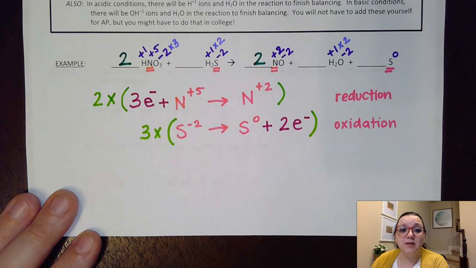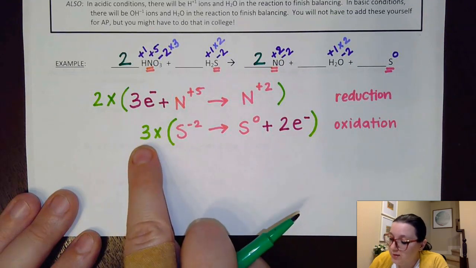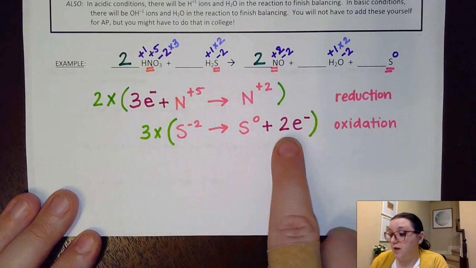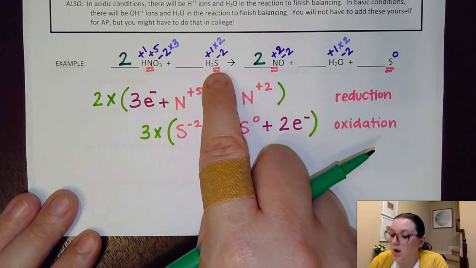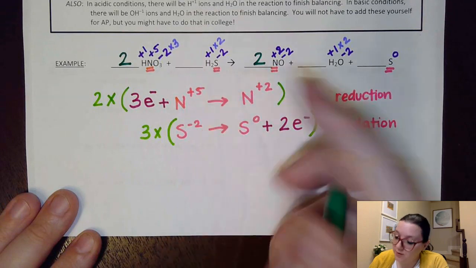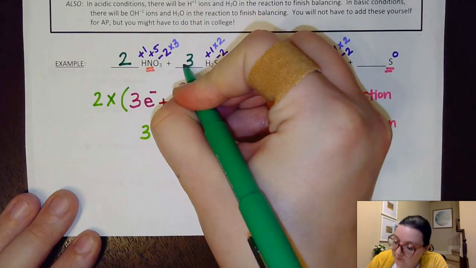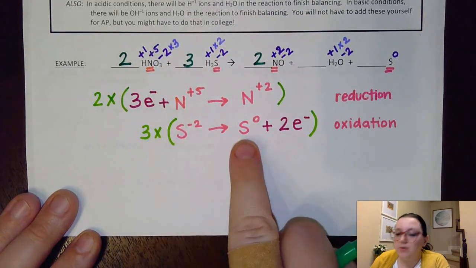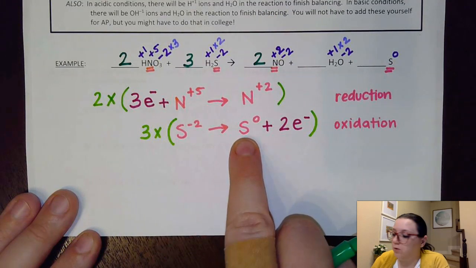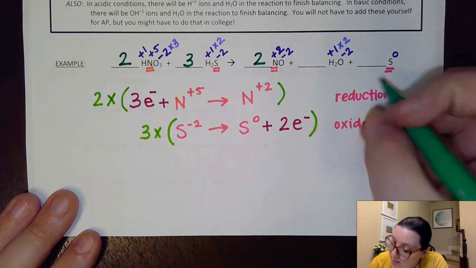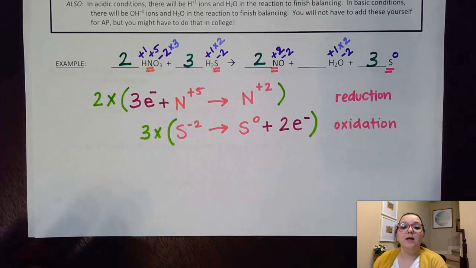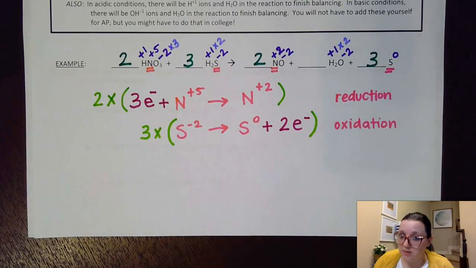I'm going to do the same thing now for the sulfurs. I need 3 sulfur -2s to ensure that I'm losing 6 electrons. Well, right now in my compound up here, I only have 1. And so therefore, I need to put a 3 in front of here. And I also need 3 of the sulfurs that are neutral on the product side. I notice right now that I only have 1, and so therefore I need to put a 3 here. Now that should balance almost everything.